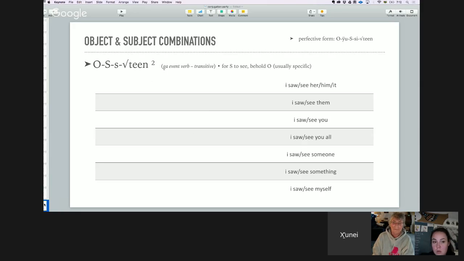This is our last perfective. And then we'll do some futures and we'll be done. It's going to happen. Okay, so here we go. We've got object, subject, S classifier, teen. This is qa, event verb. It's for S to see or behold O, which is usually some specific thing. So we expect object, perfective, subject, si, classifier, teen, long and low.